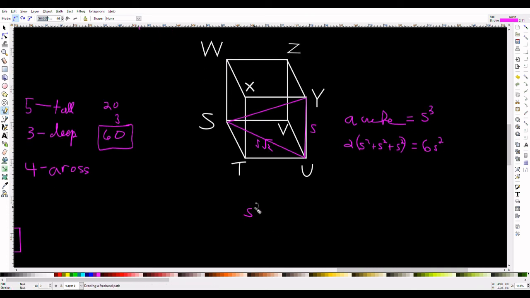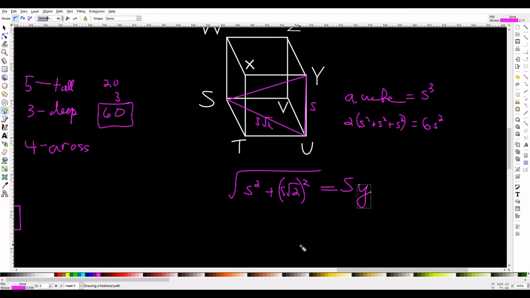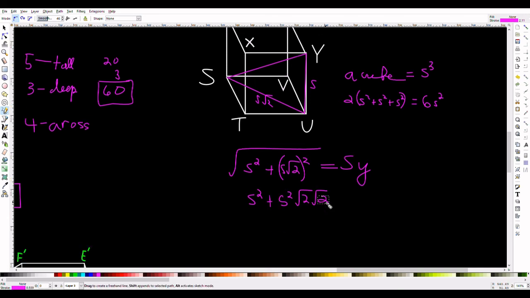S squared plus S square root of 2 squared equals SY squared. And let's simplify this and we might find something interesting. S squared is S squared plus S squared times square root of 2 times square root of 2, which is 2. And that will reduce down to 3S squared.